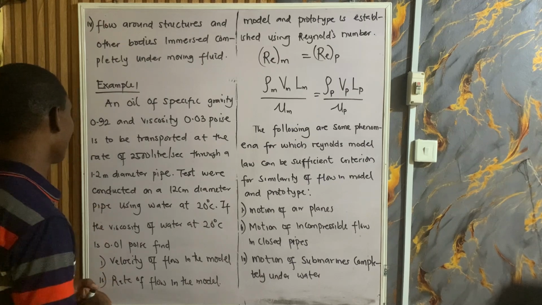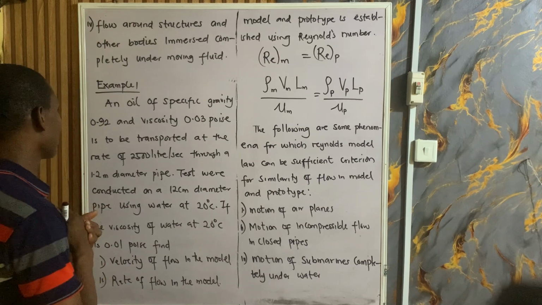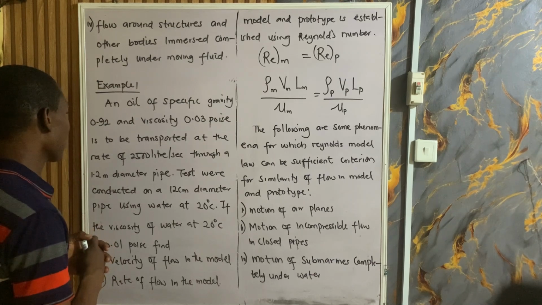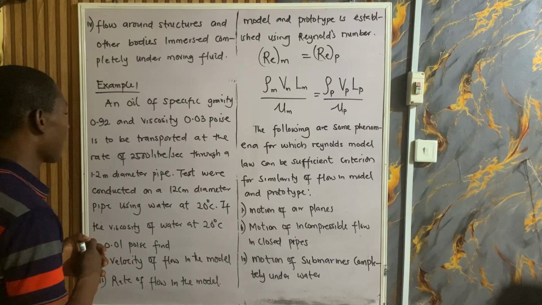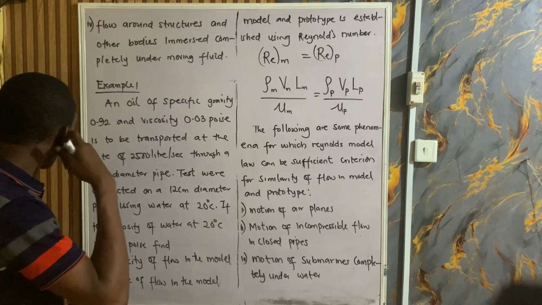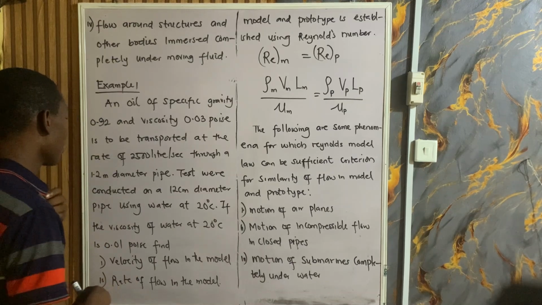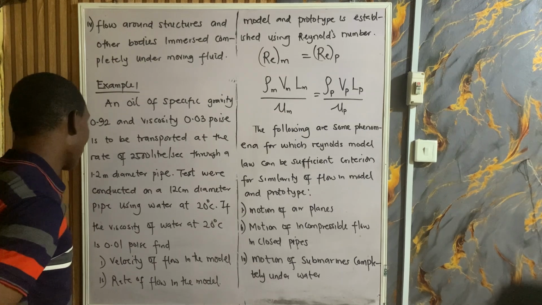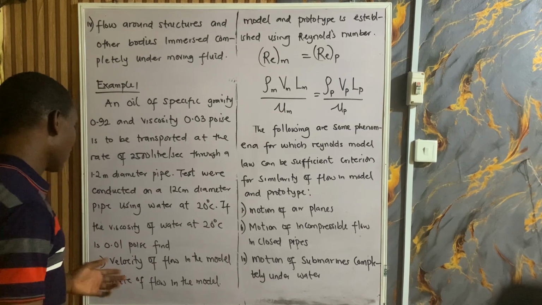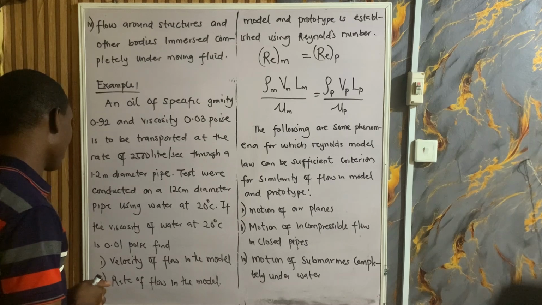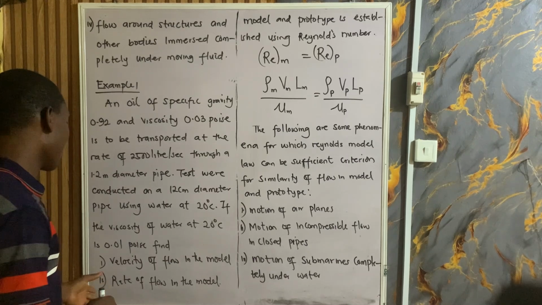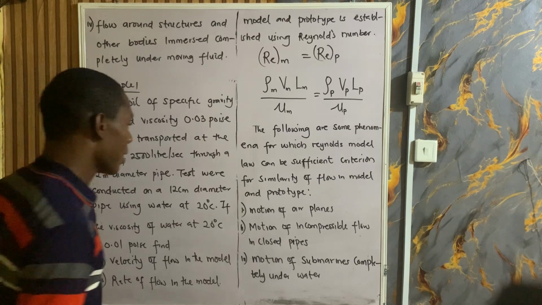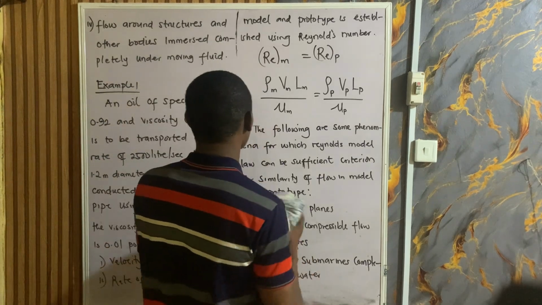So let's take example 1 now. An oil of specific gravity 0.92 and viscosity 0.03 poise is to be transported at the rate of 2,500 liters per second through a 1.2 meter diameter pipe. Tests were conducted on a 12 cm diameter pipe using water at 20 degrees C. If the viscosity of water at 20 degrees C is 0.01 poise, find the velocity of the flow in the model and rate of flow in the model. Well, let's solve this question now.